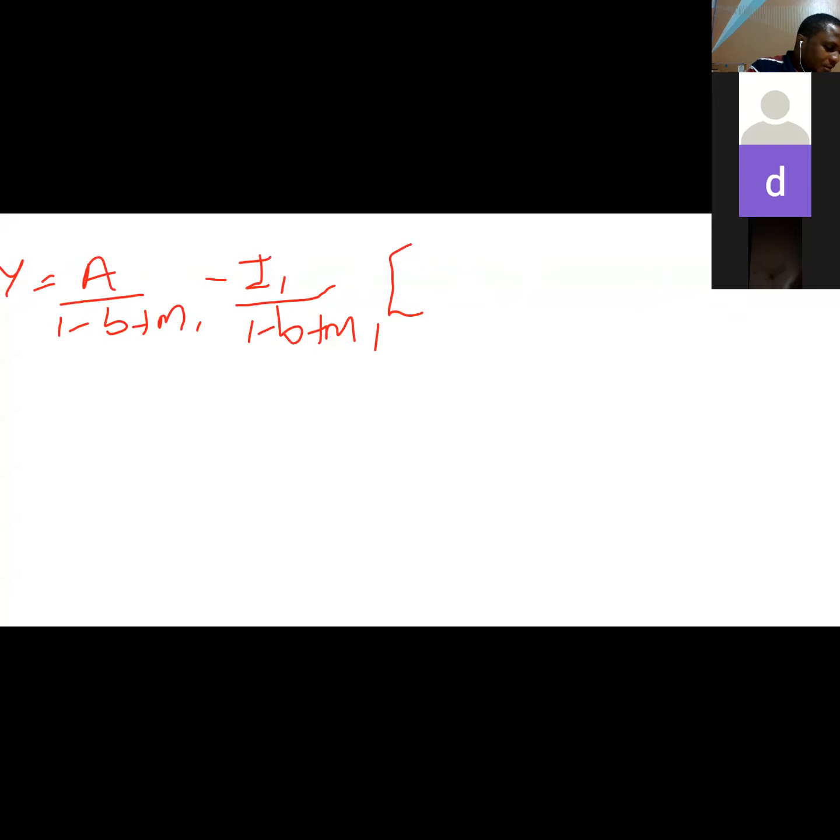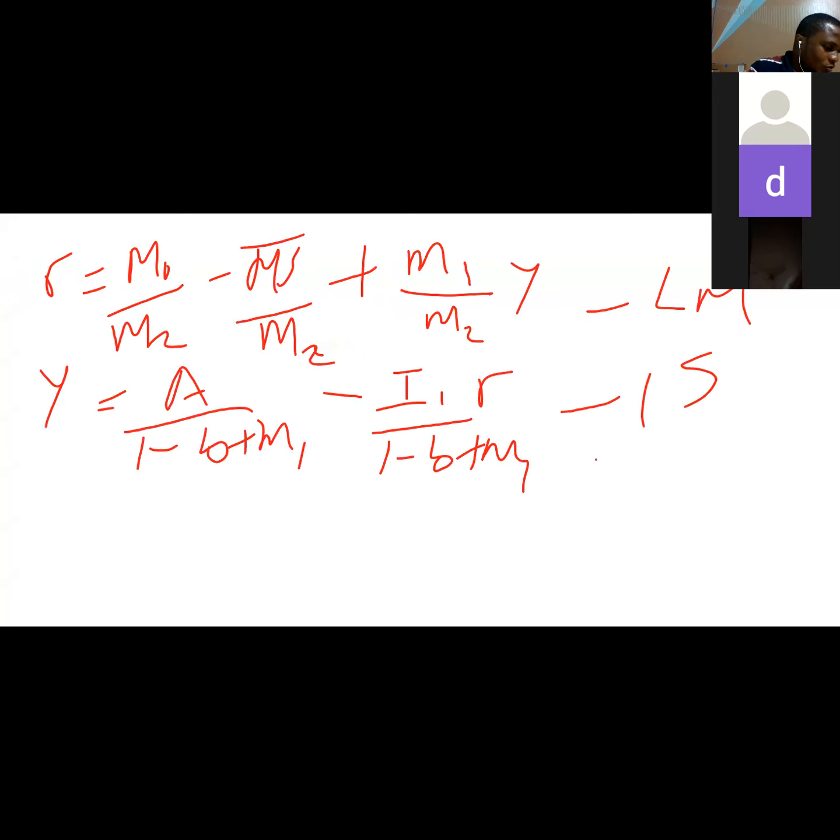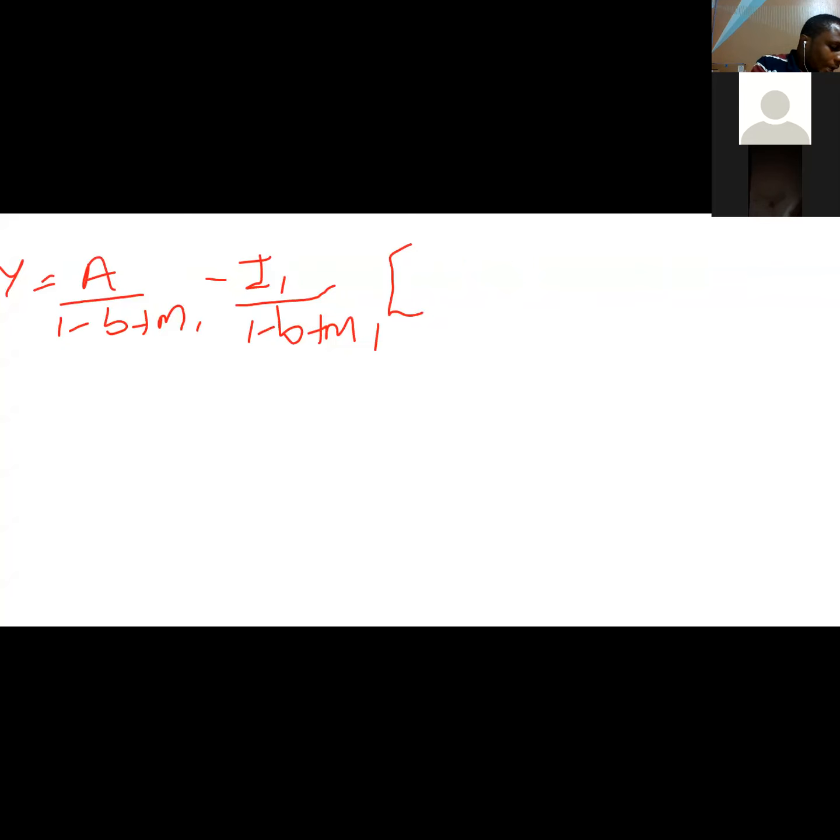And then I pick my R, which is from my LM equation. So R is equal to M0 over M2, minus MS over M2, and then plus M1 over M2, Y. Okay. Now.